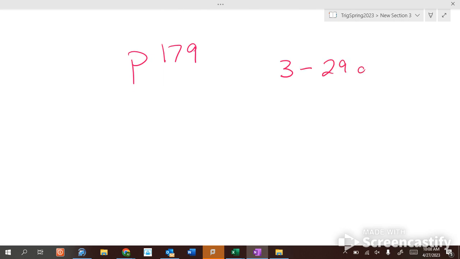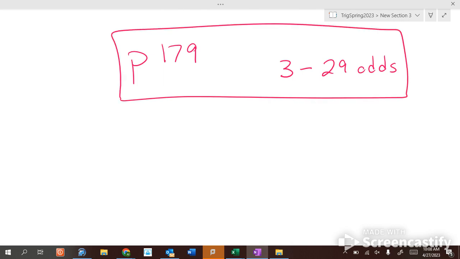So on page 179, you have numbers 3 through 29, the odds to do. So you don't have to do sum and difference formulas, the whole formula, until you get to number 19. Otherwise, you're just figuring out what fractions add up and subtract to be that. Okay? But starting with number 19, then you have to do the sum and difference formula.